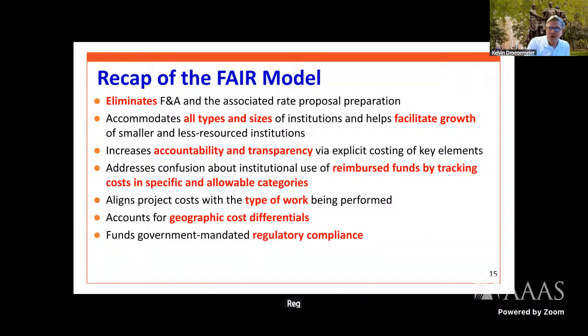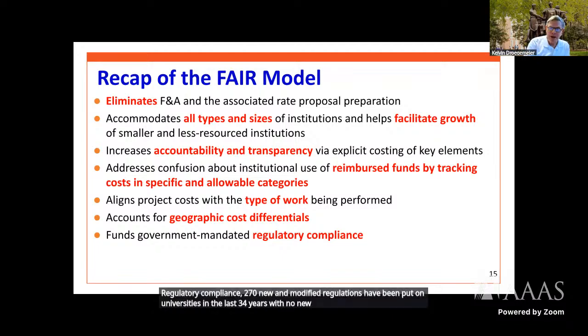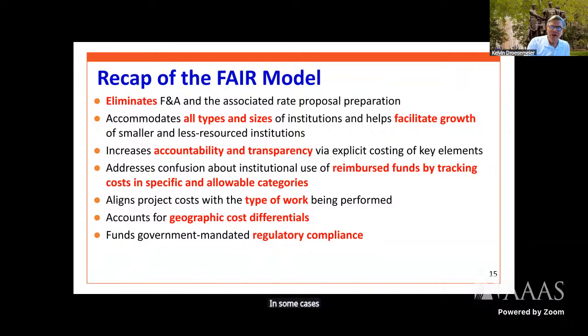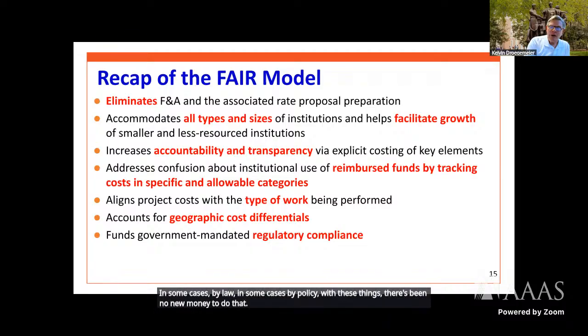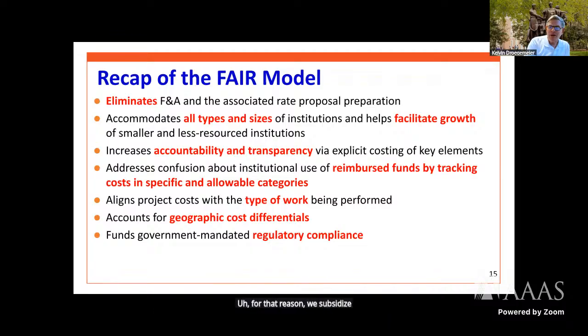Regulatory compliance: 270 new and modified regulations have been put on universities in the last 34 years with no new federal money. So we actually put that in the cost because we have to comply, in some cases by law, in some cases by policy, with these things. There's been no new money to do that. For that reason, we subsidize federal research by about $7 billion a year.